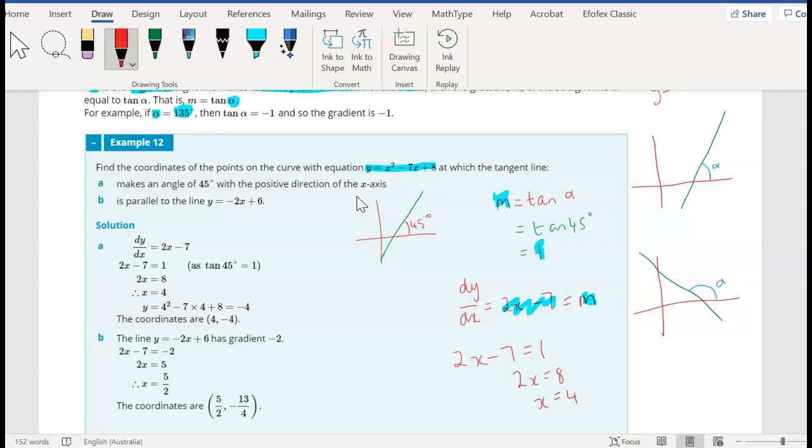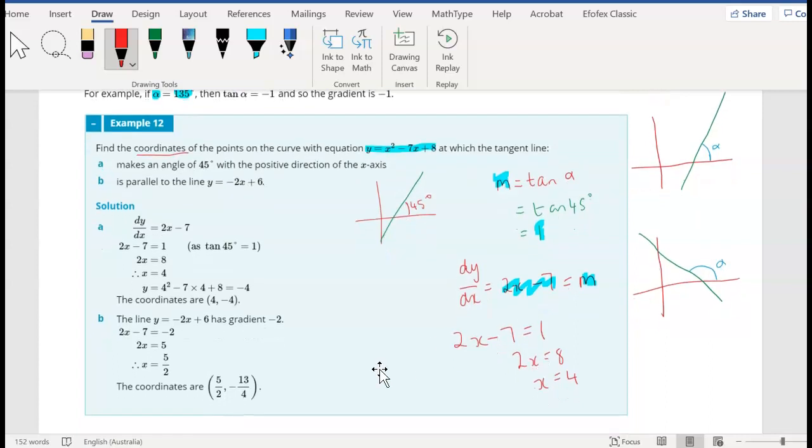Now, we've only found the x coordinate. We want to find the whole coordinate, so x and y. So we substitute 4 back into our equation. Not your derivative equation, but into your original. So y is equal to x squared, so 4 squared, minus 7 times 4, plus 8. And I'm going to just do a sneaky look at the answer over here. So it's equal to -4. So the coordinates are (4, -4).